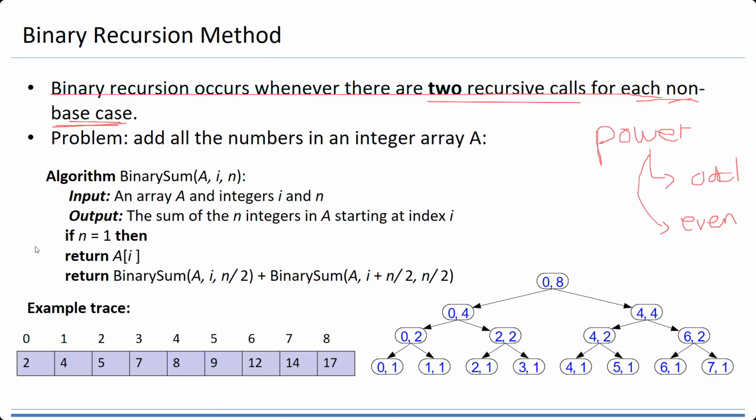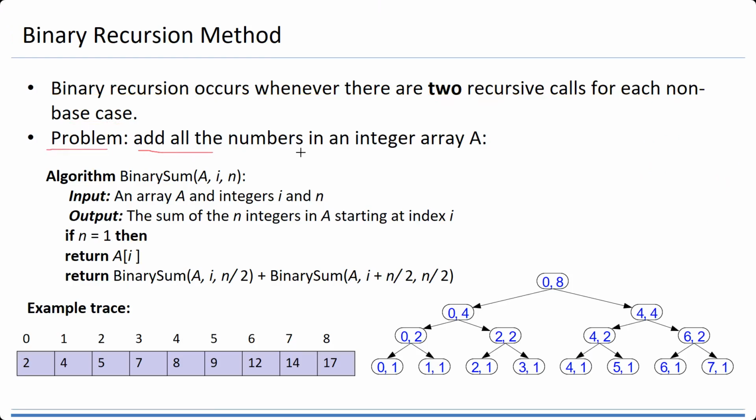Let's take a look at this binary sum. The problem is we want to add all the numbers in an integer array A. We call this a binary sum. We have an array A and then I and N. Both of them are integers. The output will be the sum of N integers in A starting at index I.